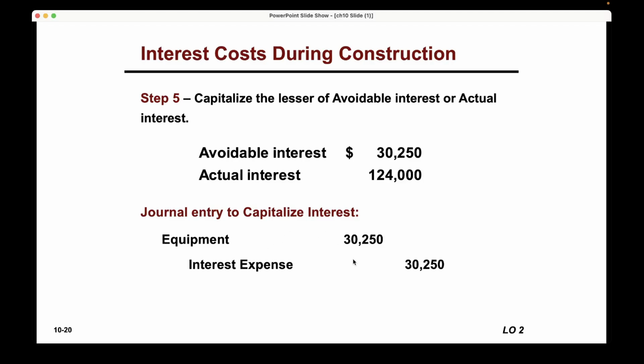All right, so quite a long explanation. I hope you can follow properly. And this ends our discussion on self-constructed assets. In the next sections, we will cover issues related to acquiring and valuing assets.